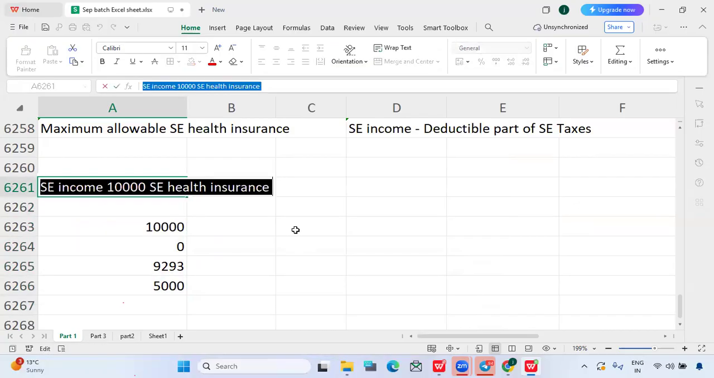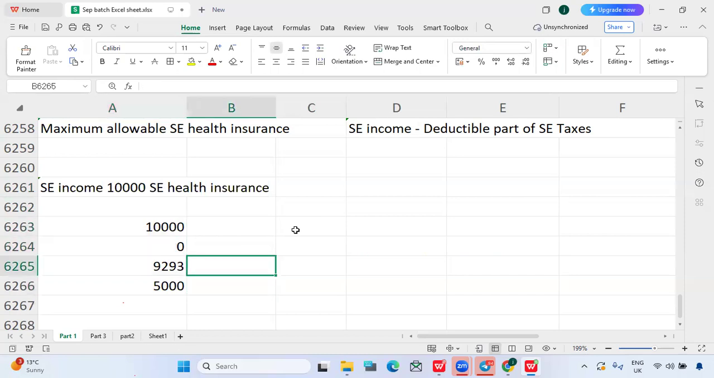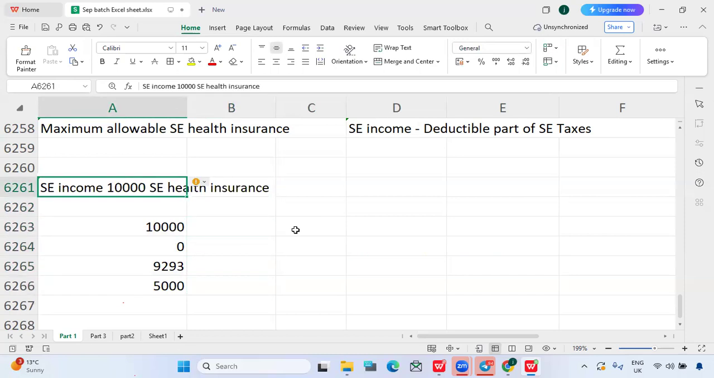Taxpayer self-employment income $10,000, and he would like to take self-employed health insurance. So how much can he take? Option A 10,000, option B 0, option C 9293, option D 5,000. How much can we claim? Option C, 9293. Option C.